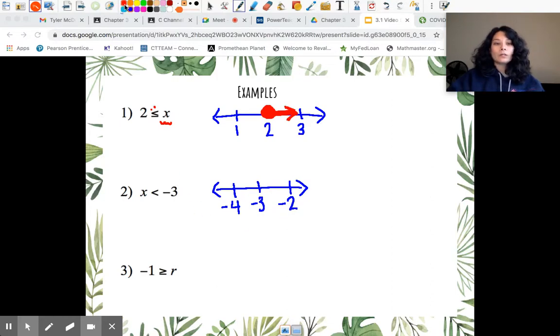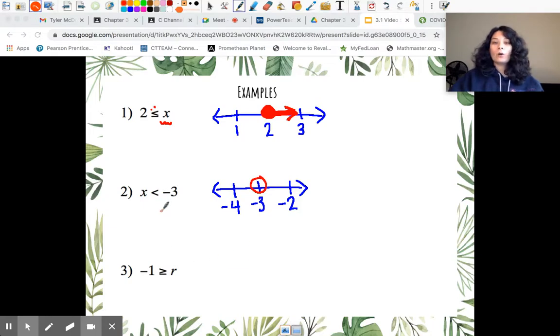Now I need to determine, what type of circle do I put above this -3? Do I do an open circle or a closed circle? Look at the inequality and see if it has a bar underneath or not. This does not have a bar, which means I don't want to include the -3 as part of my solution, so I'm going to leave that circle open. You only color it in when there's a bar.